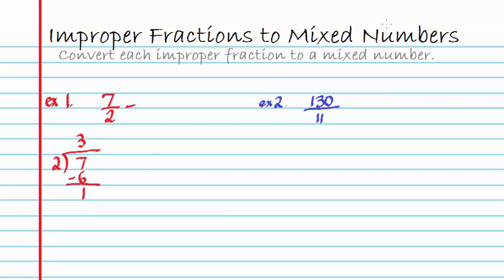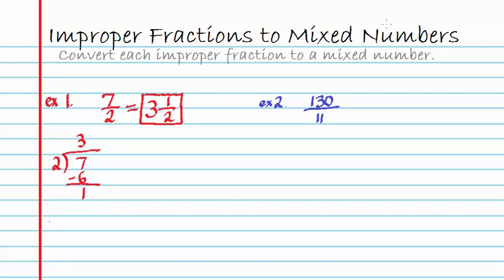The way I write my solution, it goes in 3 full times, so 3 is our whole number, and then there's one part remaining out of the 2 that we were dividing by. So 3 and 1/2 is the mixed number for 7 over 2.